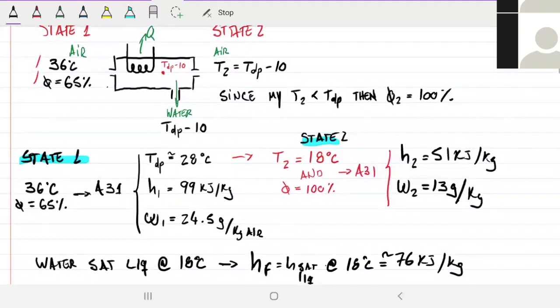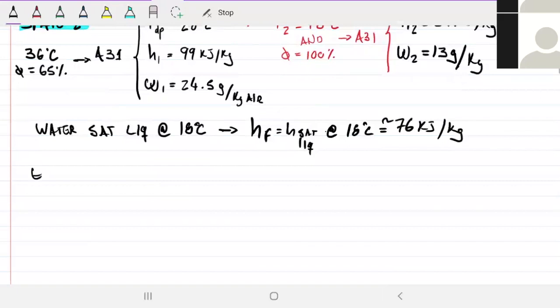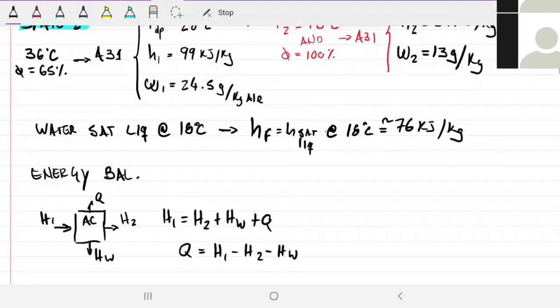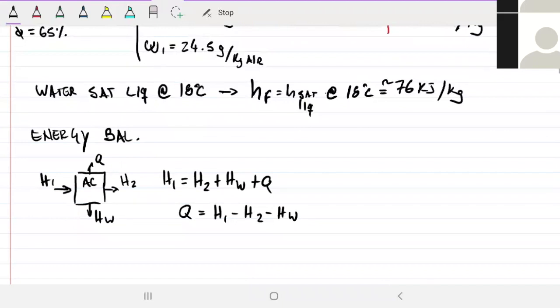To calculate that Q, let's do it in parts. Let's do an energy balance. We have the little AC there, with incoming energy enthalpy 1, outgoing 2. We also have leaving water and leaving energy. So H1 has to equal H2 plus the enthalpy of water plus the leaving energy. The leaving energy is equal to H1 minus H2 minus the percentage of leaving water. If I want a rate, I'll multiply everything by mass flow rate. So my Q as a rate is going to be m dot times H1 minus H2, minus the mass flow rate of water times its enthalpy.